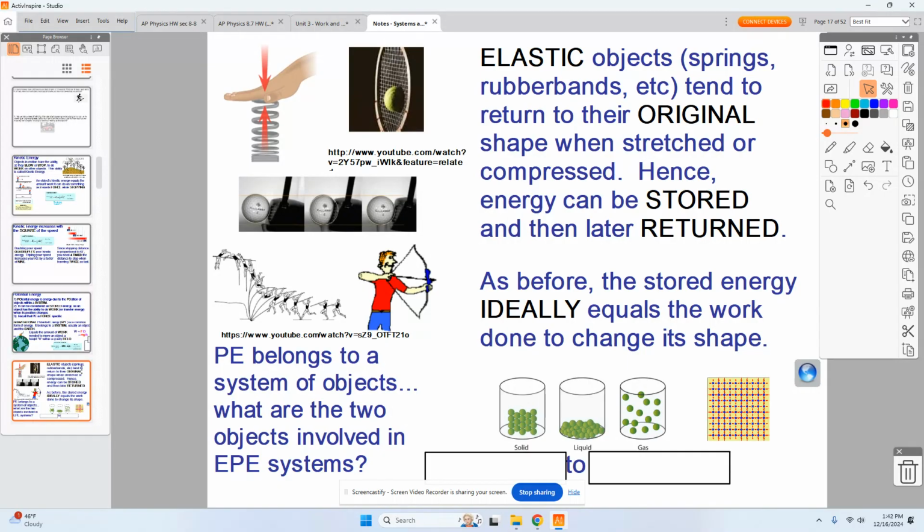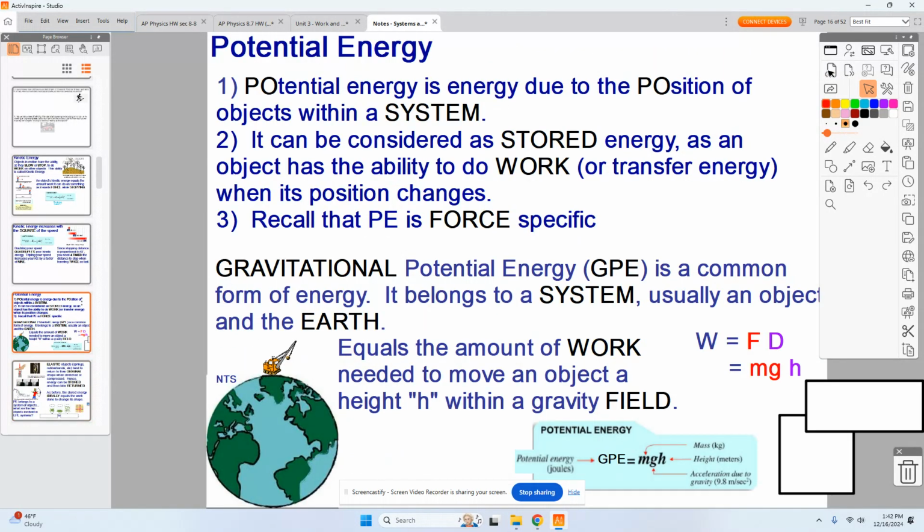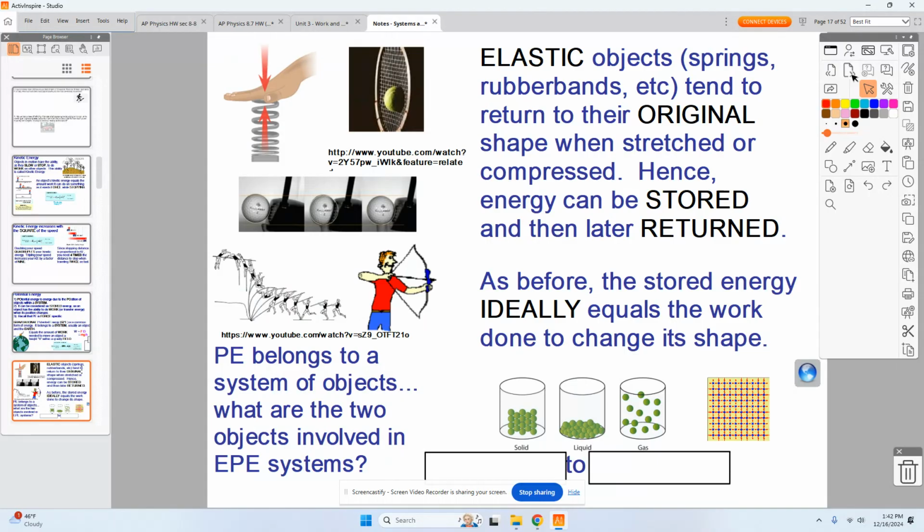So my question for you is this: What are the objects that are part of the system needed to store elastic potential energy? What are the objects? Just like we talked about here, I had to have the Earth and the object be part of the system for me to store gravitational energy. What are the objects involved in elastic potential energy? Could you explain that? Where does that energy come from? Take a moment and tell that person what are the objects involved.